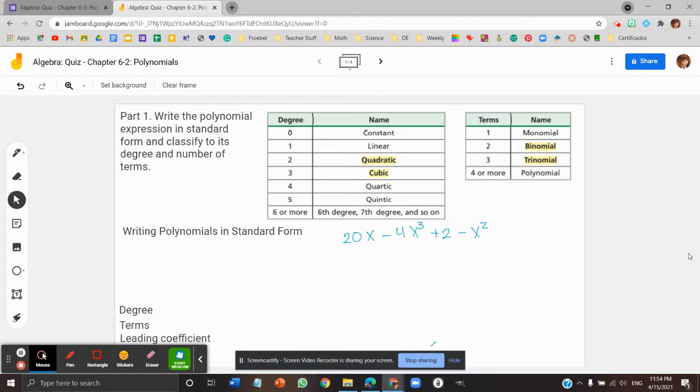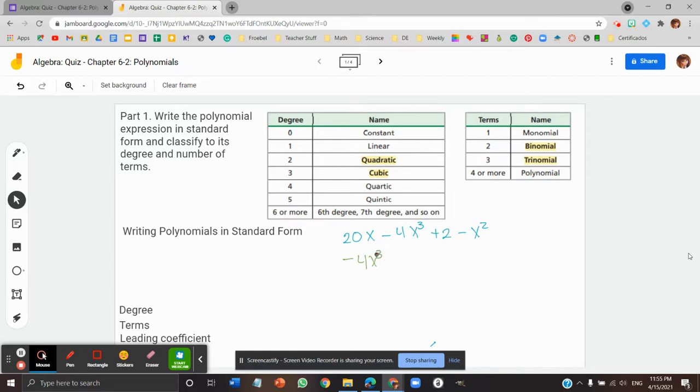So the first thing that we need to do is put this in standard form. And again, standard form is just to write it from the biggest degree to the smallest degree. We determine those degrees by the exponent of those terms. I can see that the biggest one will be to the third power, therefore I'm going to write that one first. So my first one is going to be negative 4x to the third.